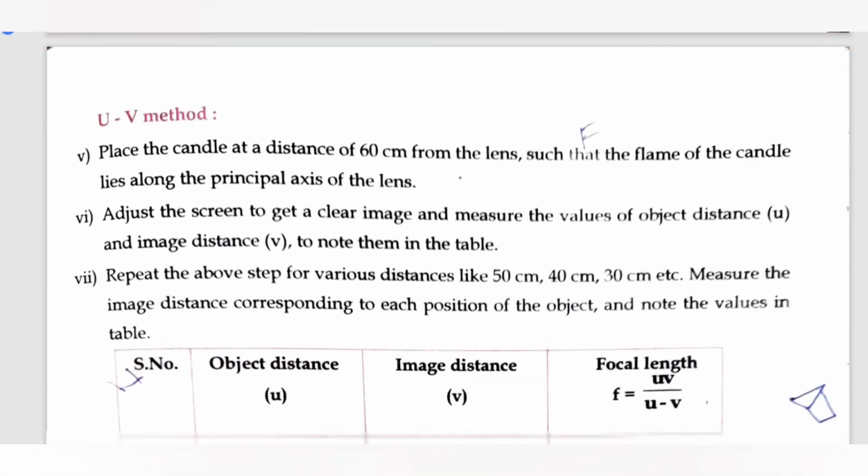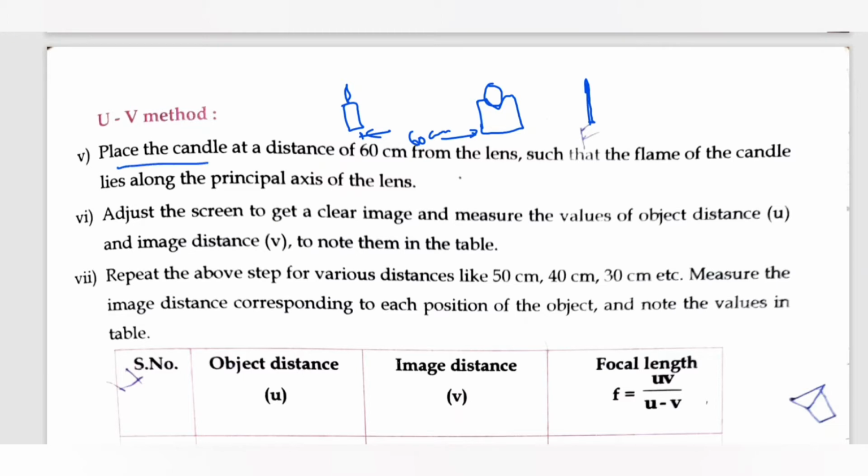Now let us see the UV method. So in this method, as we have taken earlier, we'll place the lens on the V stand and we'll place the object at a distance of 60 centimeters. So the object is placed at a distance of 60 centimeters from the lens, and on the other side we'll adjust the screen to form a clear image of the candle.